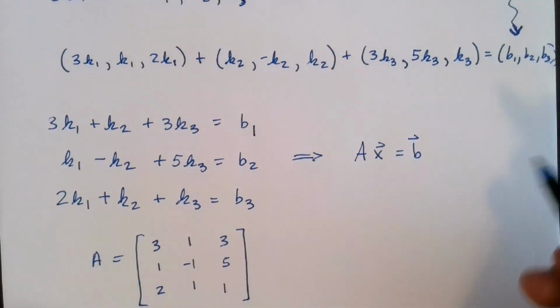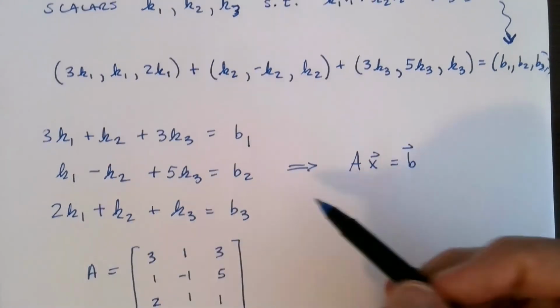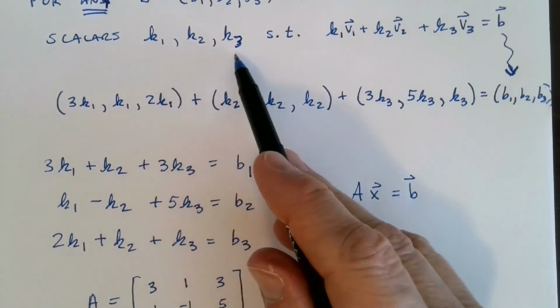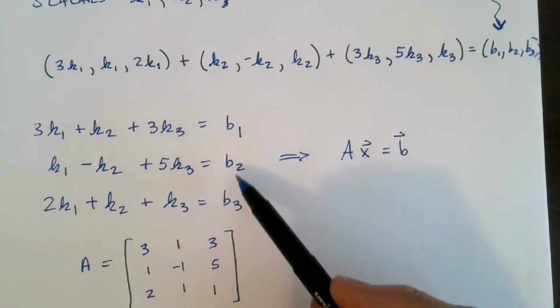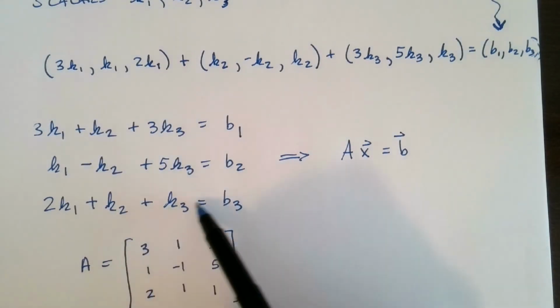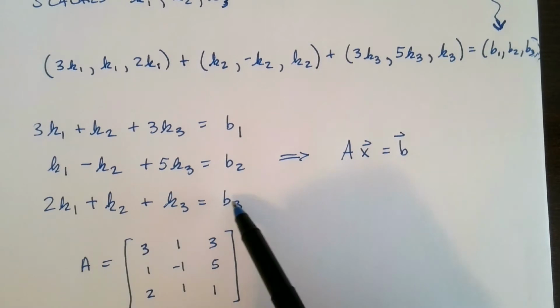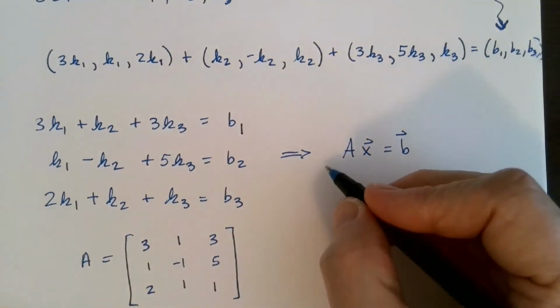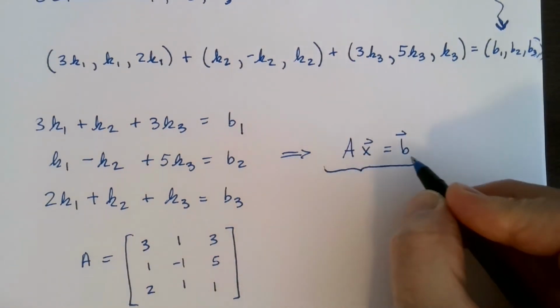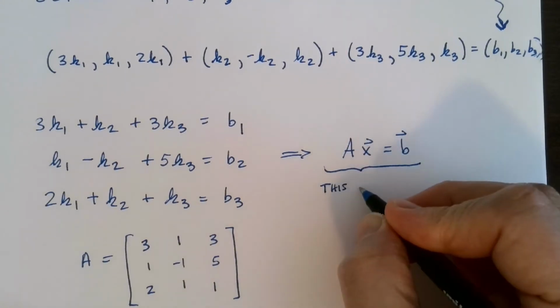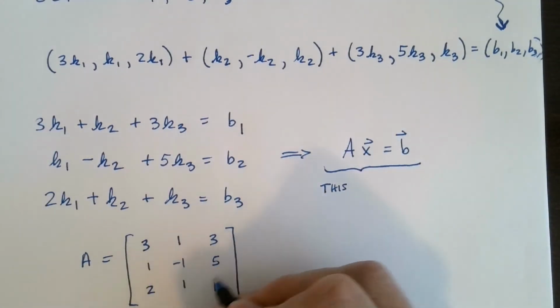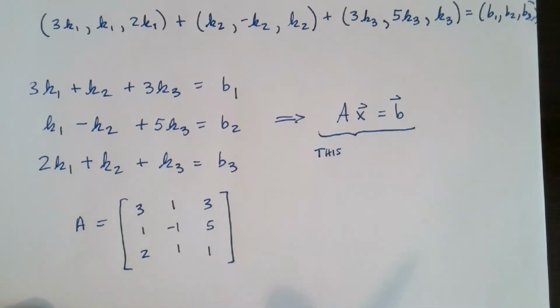So what's our real question? We're trying to say, do there exist these scalars for any such b? For any possible combination of three real numbers I can put here, is there a solution to the system? What do we call such a system? Consistent. So what we really want to know is for what values of b this system is consistent. But this should ring a bell: our coefficient matrix A in this case is square.